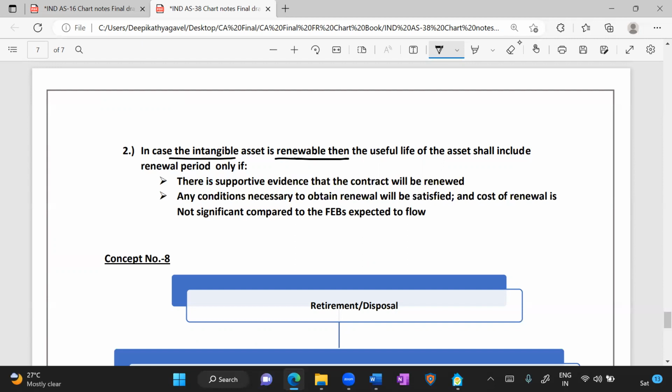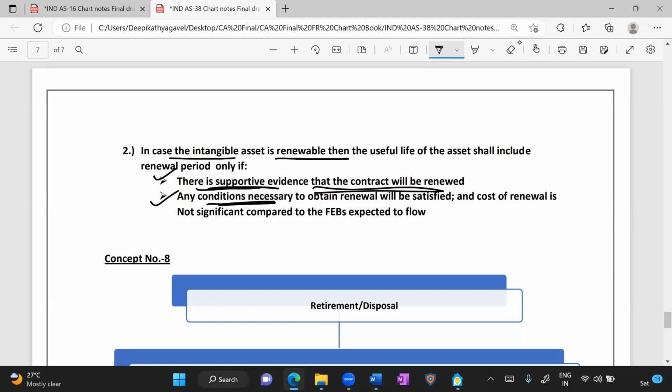So whether my useful life should be 10 years or 15 years, the standard says that the useful life can include the renewal period also, in case two conditions are satisfied. What are these two conditions? Let's see. There is a supportive evidence that the contract will be renewed, right? You have evidence that after 10 years, you will renew that particular contract. If that supportive evidence is there, then yes, the renewal period can also be included.